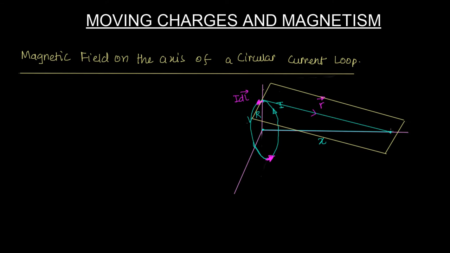Now the field is perpendicular to this, either up or down. That will be decided by IDL cross R. Now IDL is like that and R is this. So looking from up, it is in the counterclockwise direction, so it comes towards us. So the vector is kind of this, perpendicular to this plane. Do we understand?